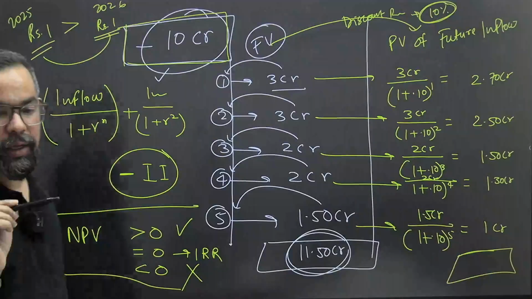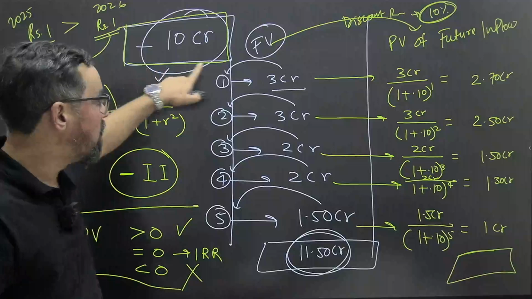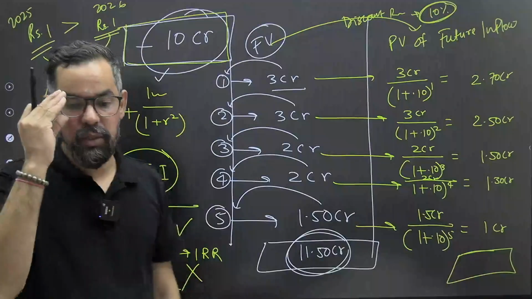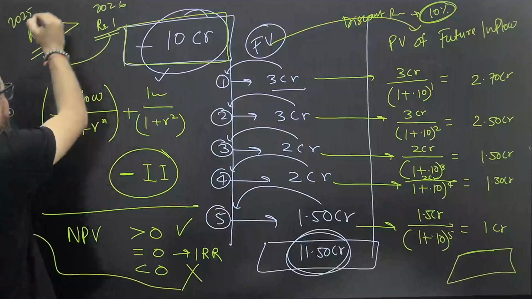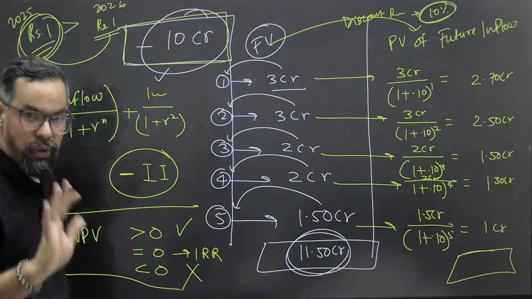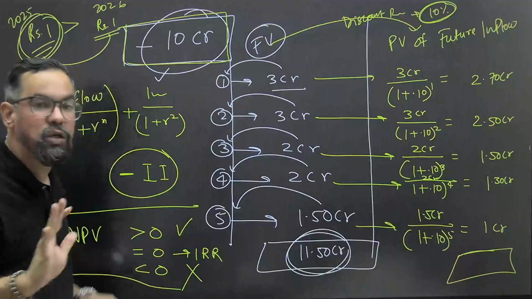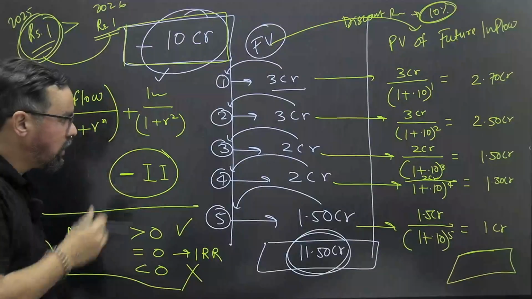So NPV is a discounted cash flow method, where we are discounting. Why are we discounting? Because this is based on the time value of money. As we all know, today's 1 rupee has a higher value than 1 rupee a year later. This is the prime logic behind this, and it is also true.